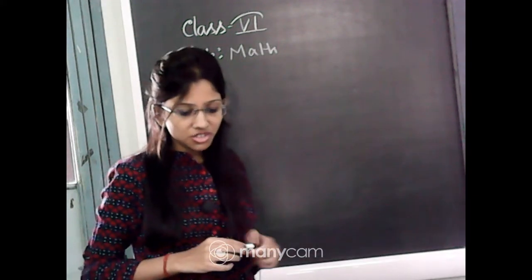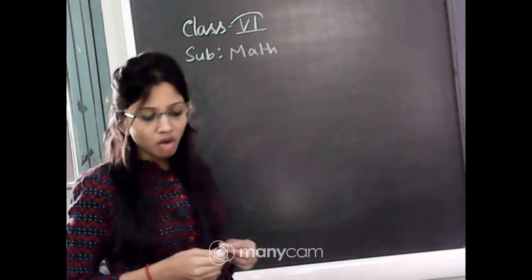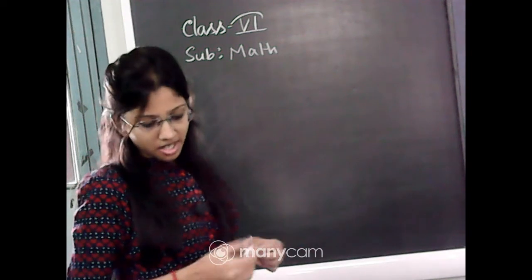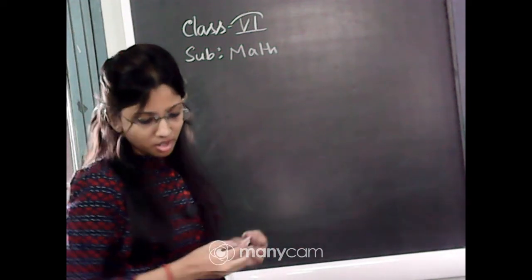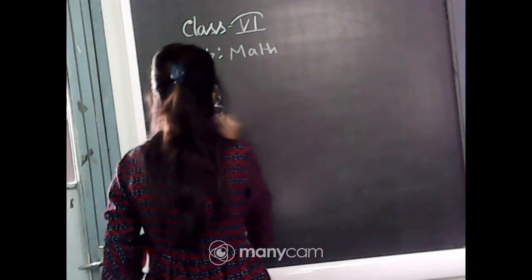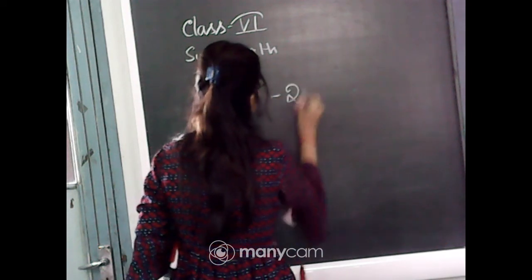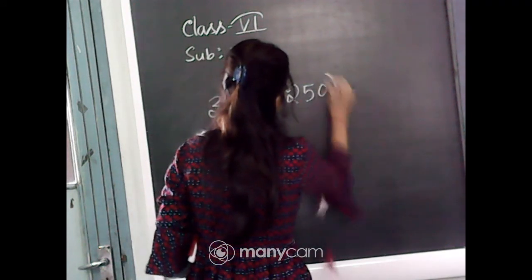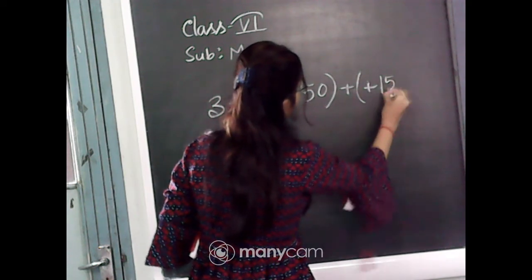Question number 3, 3D. Add without using number line. Here, add without using number line. Question 3D. Minus 250 plus 150.